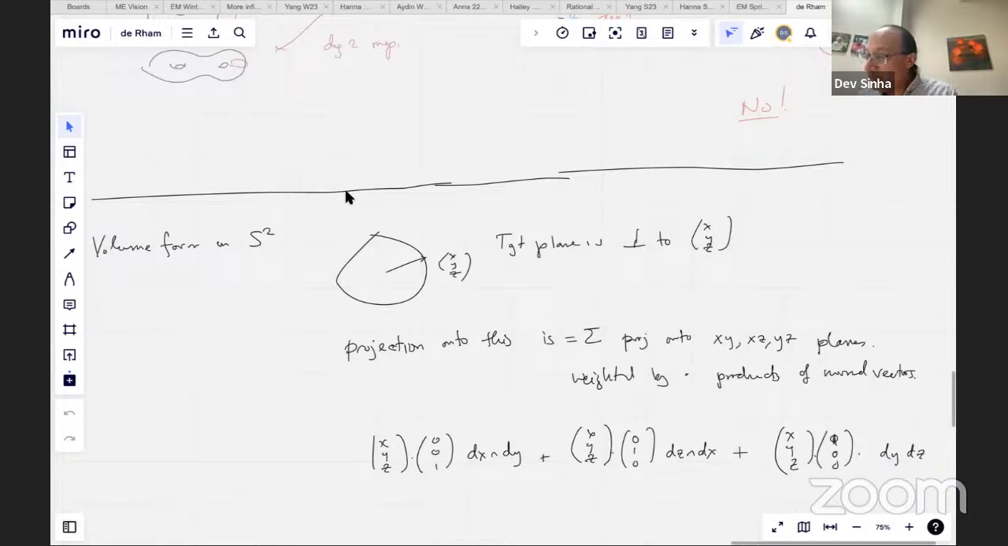And so I get z dx dy plus y dz dx, which is the same as minus y dx dz if you insist. And these should be wedge products here, but we often leave those out, plus x dy dz, and that's on the unit sphere.